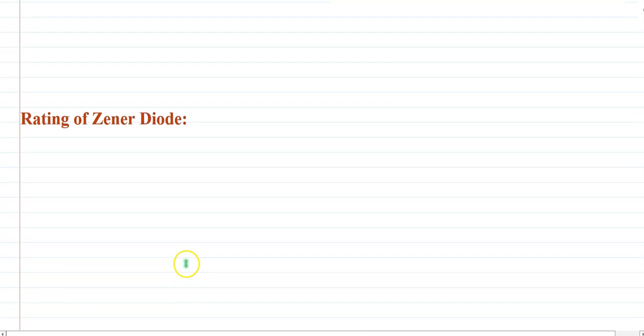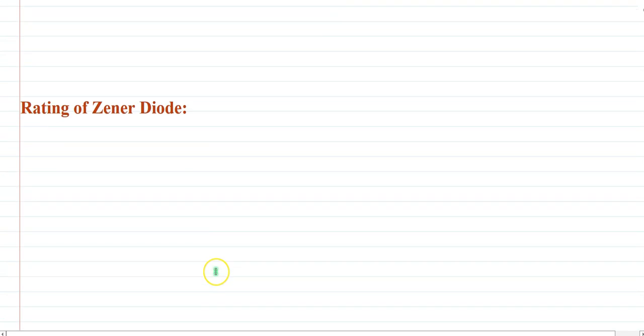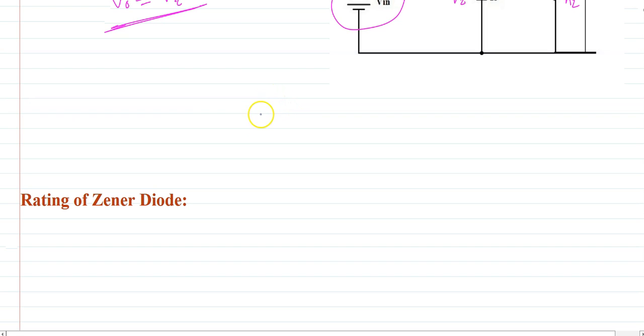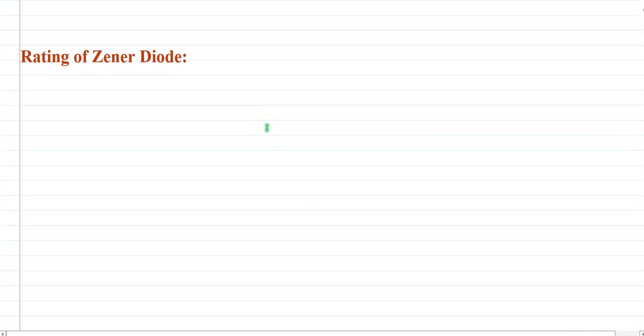Rating of a Zener diode. Rating means all electrical instruments or any instrument has a rating. Suppose if you buy a bulb, the rating is 220 volt 20 watt, or if you buy an LED tube light, 220 volt 20 watt. This is the rating. Also you can see in your home the fridge has a rating of 3 star, 4 star, 5 star. These are called ratings.